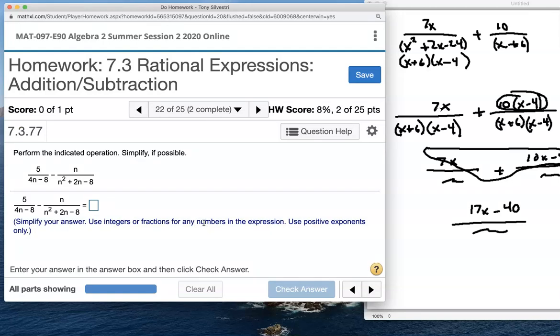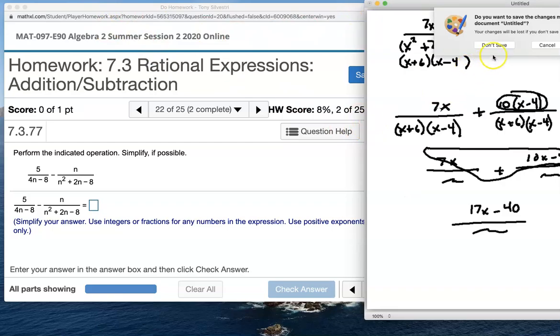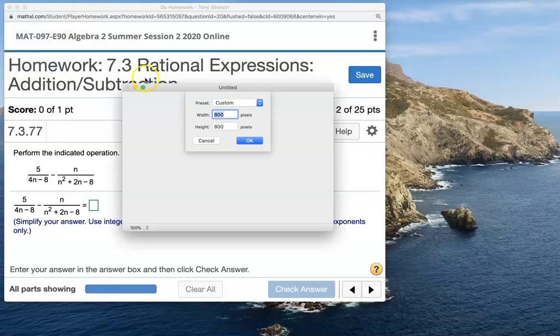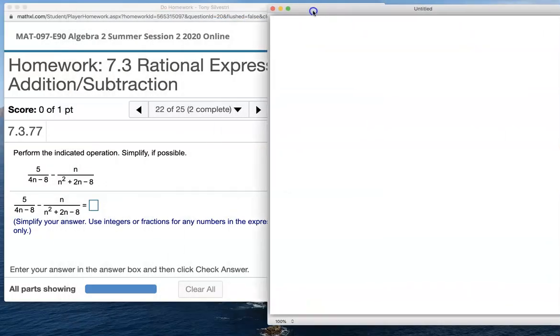All right, let's do this problem. I want that green box right away, though, Mike, because I'm losing face doing this homework. Don't save. File, new. Do it again.